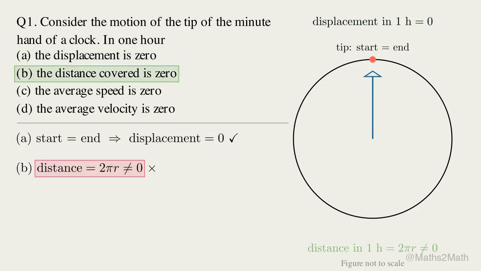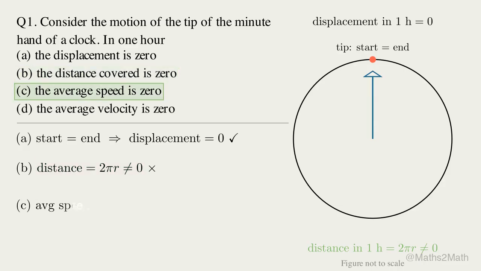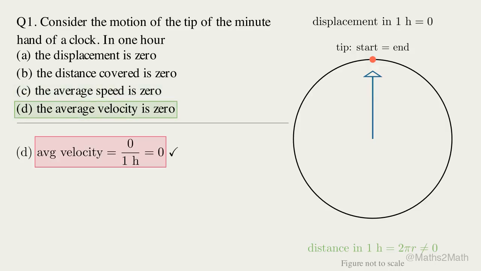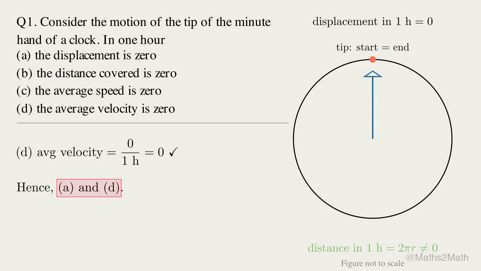The distance covered is the circumference, 2 pi r, certainly not 0. Option B is wrong. Average speed is distance over time, 2 pi r over 1 hour, which is positive. Option C is wrong. Average velocity is displacement over time, and the displacement is 0. Option D is correct. Hence, options A and D are correct.